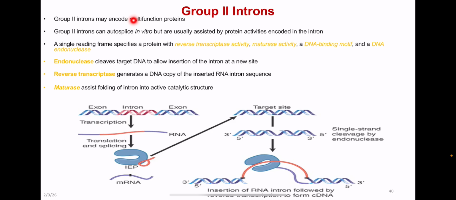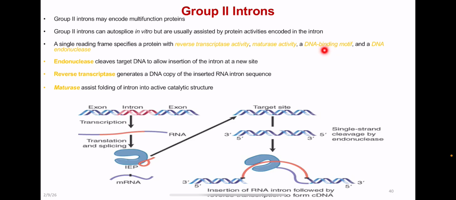And the second type of self-splicing introns is the group 2. This is a bit different from group 1s. What they do is they code for a protein, and that protein is multifunctional. It has different domains with different functions. So when they code for this protein, the protein should have reverse transcriptase activity, maturase activity, an endonuclease activity, and it also should have a DNA binding motif which it can use to bind to DNA.